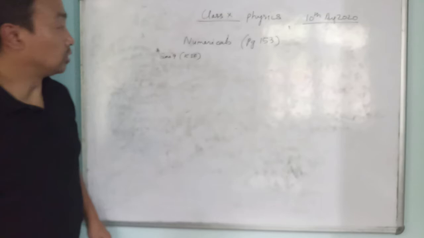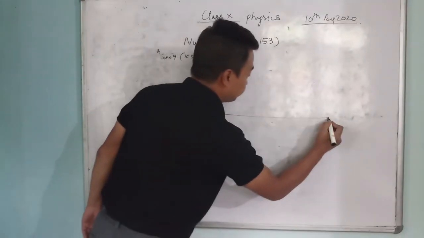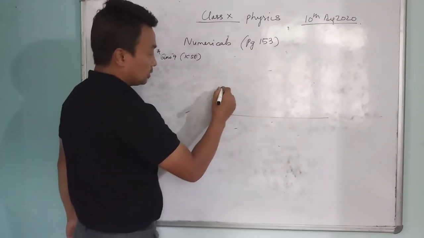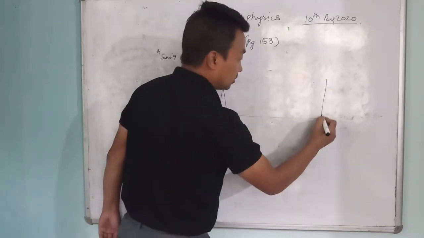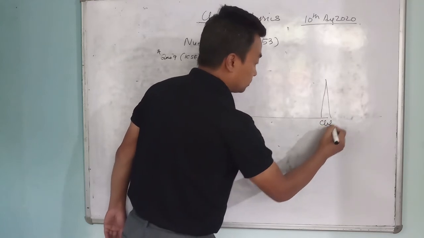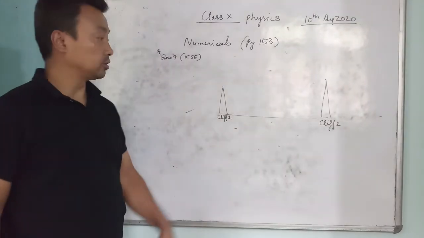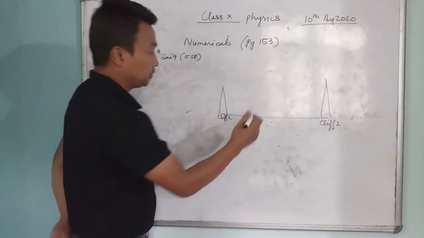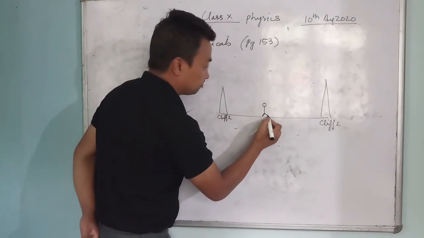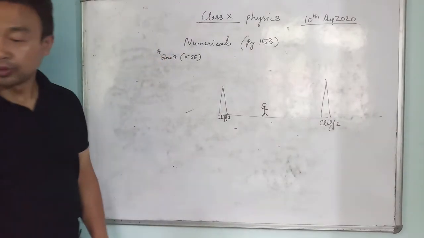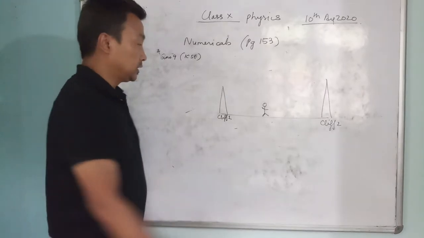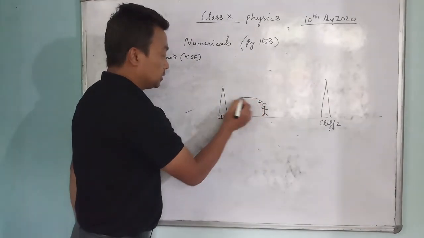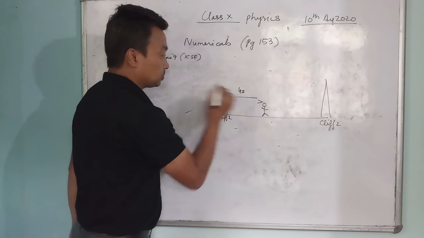So let me draw the 2 vertical cliffs here. Let us say this is one cliff and this is another cliff. So we have 2 vertical cliffs. In between these 2 vertical cliffs, there is a person standing here. Now this person, suppose he faces cliff one first and he makes a sound. Then he hears the echo after 4 seconds. So let us take the first case.